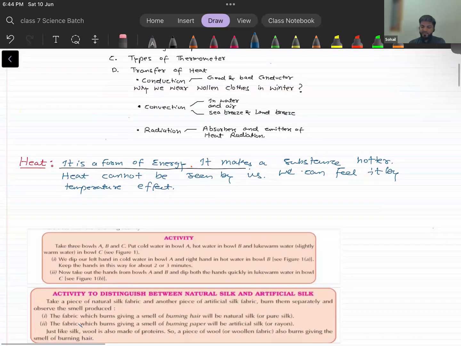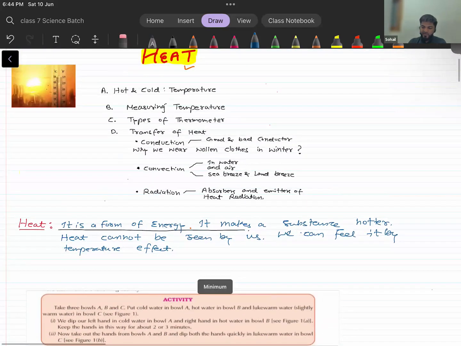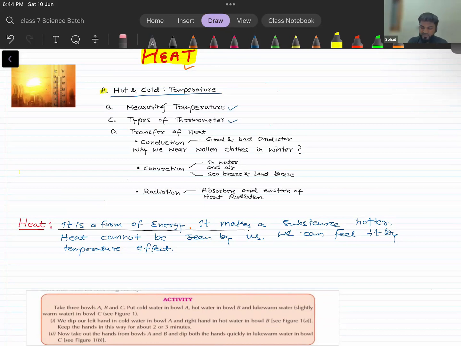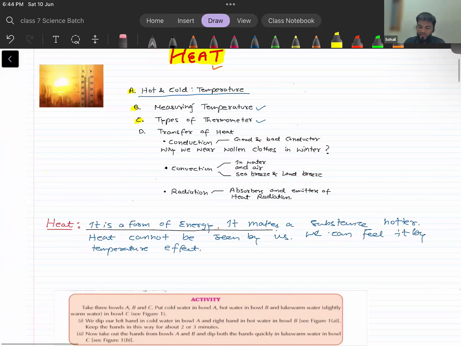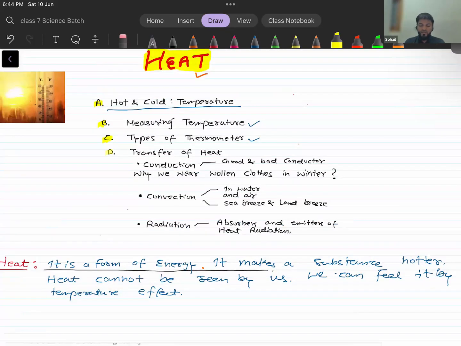Next, after heat, it is hot and cold, that is temperature. In our previous class, we already talked about measuring temperature and types of thermometers. So the chapter has been divided into four major sections: first temperature, then how we measure temperature, then types of thermometers, and the fourth and biggest section of the chapter is transfer of heat, that is, how heat gets transferred from one place to another, from one medium to another.